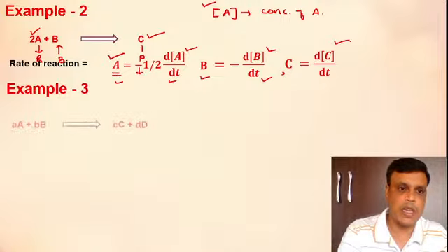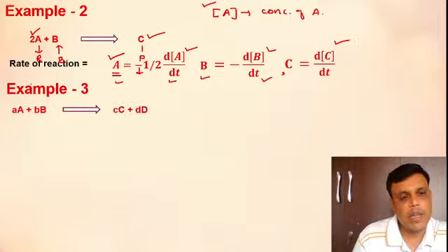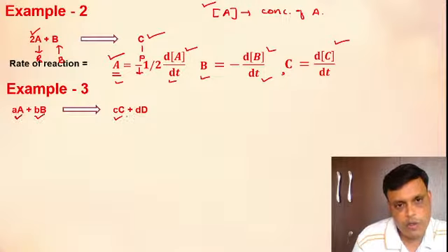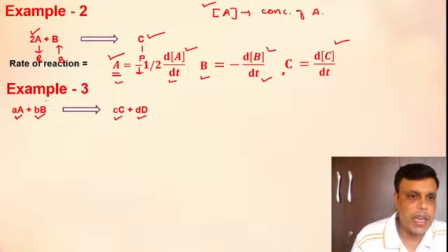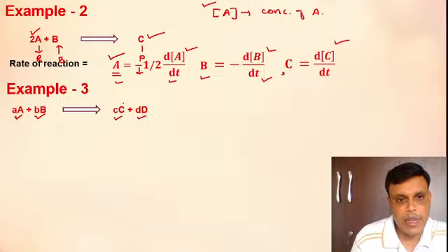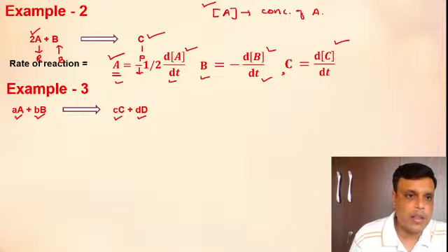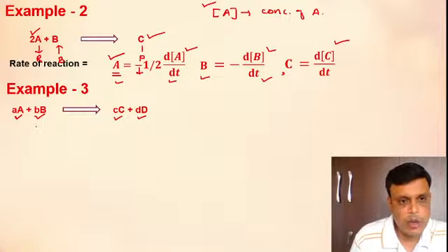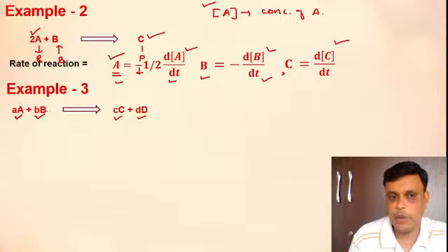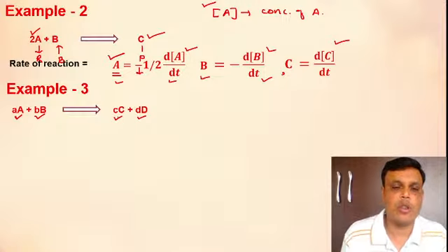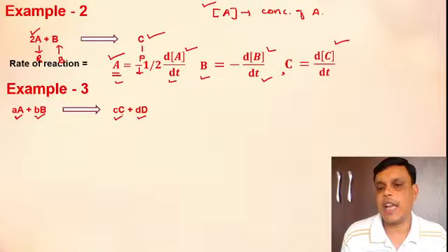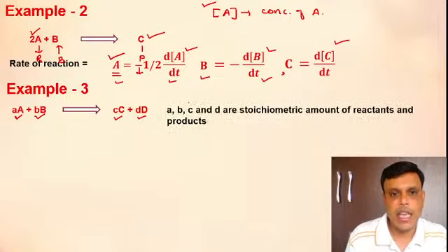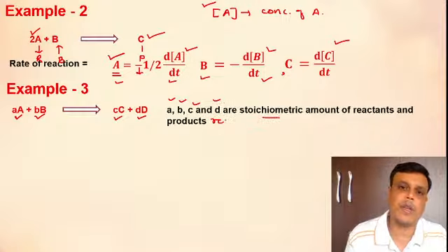Then example number 3. aA plus bB gives you cC and dD. This capital A, B, they are reactants, and capital C, D, they are products. Small a and b are the stoichiometric coefficients of reactants A and B respectively, and small c and d are the stoichiometric coefficients of the products C and D respectively.